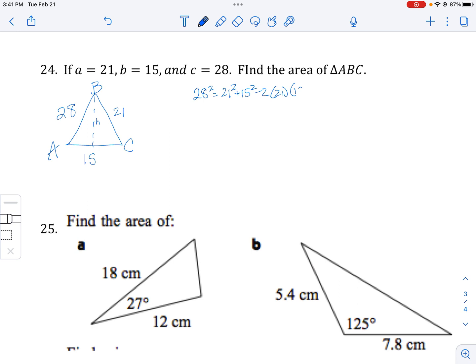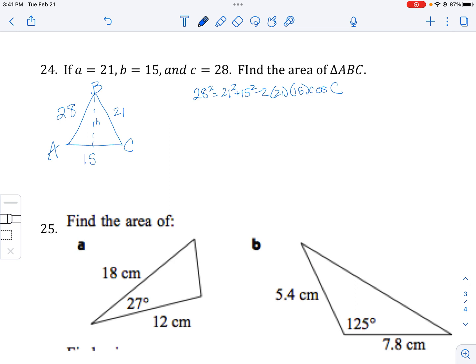Times 15 times the cosine of angle C. And if I do that, I'm going to do the calculations here. So look back at the previous one if you are getting confused at how I'm solving this. All right, so if I solve this one, and again, I'm solving it similar to what I did before, negative 0.1873. I should check this.